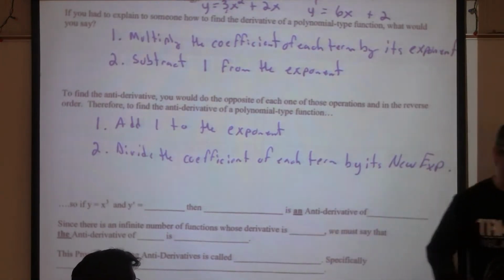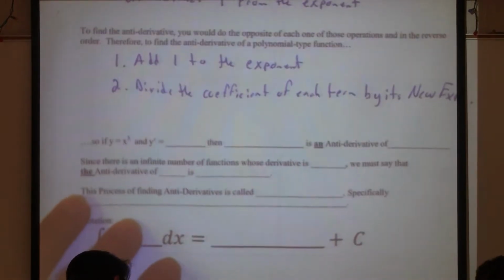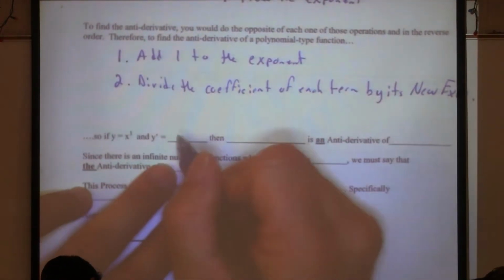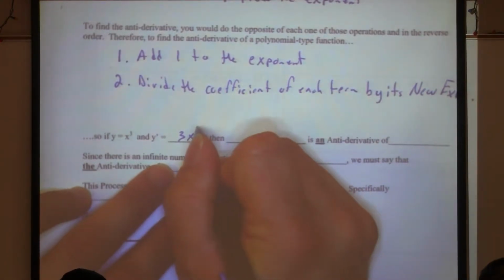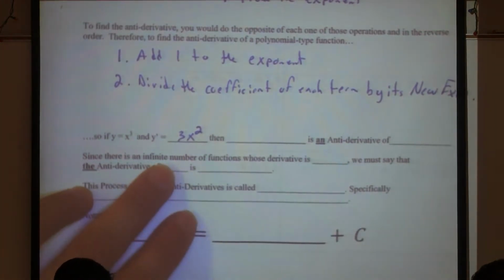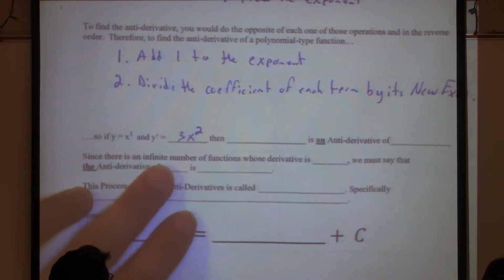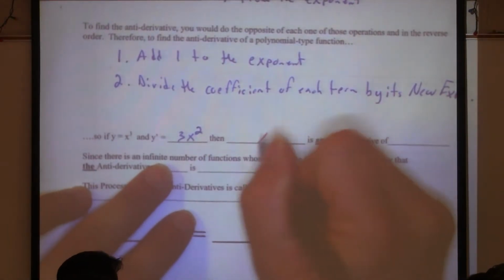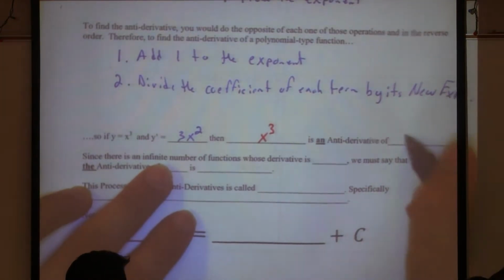Yes? Alright. So, it says, if y equals x cubed, then what does y prime equal? 3x squared, right? Find the derivative, like normal. So what could we say? Blank is an antiderivative of blank. Who would be the antiderivative? X to the third, right? So that means x to the third is an antiderivative of 3x squared.